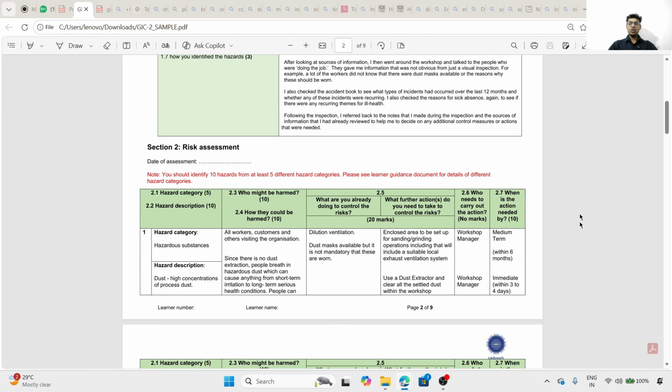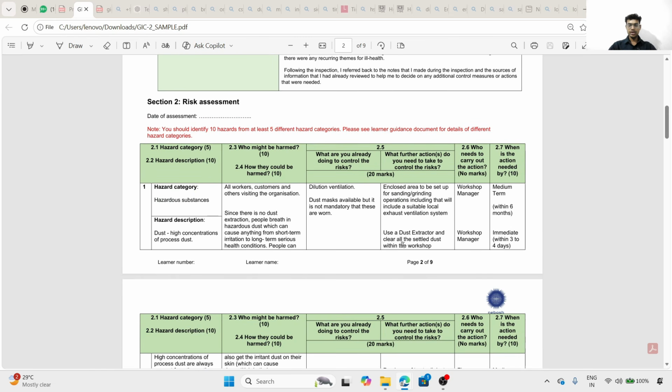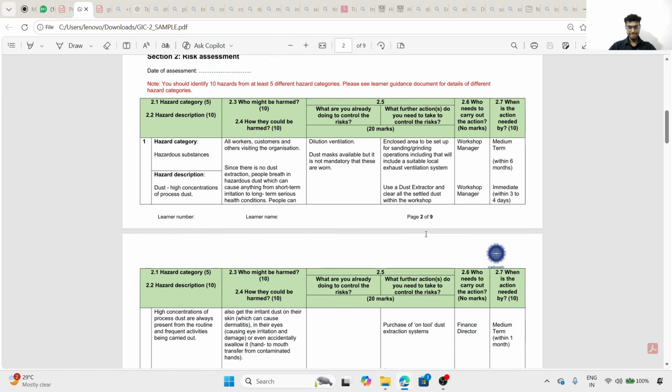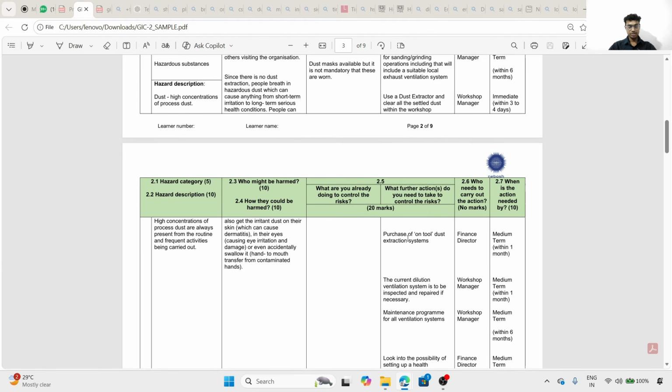So here only we can see, it is said to use a dust extractor and clear all the settled dust within the workshop. It is said purchase of an on-tool dust extraction system. Purchase has been said. So you can see the difference, finance director. So when purchase came, the finance director looks into that. The post has been changing over there, like who does that.